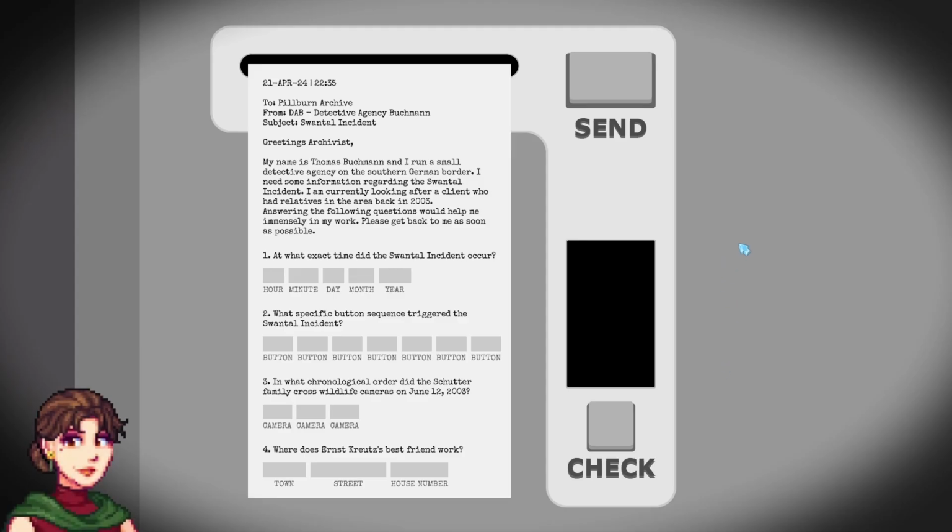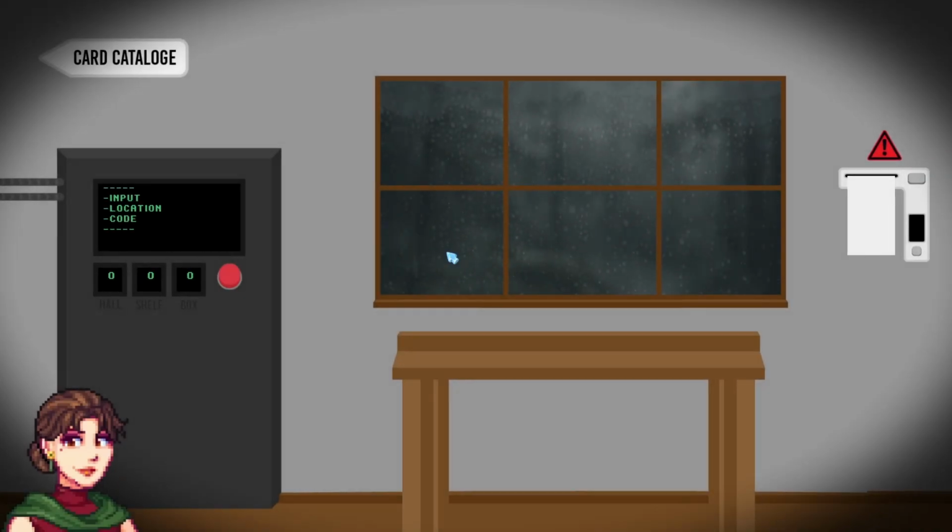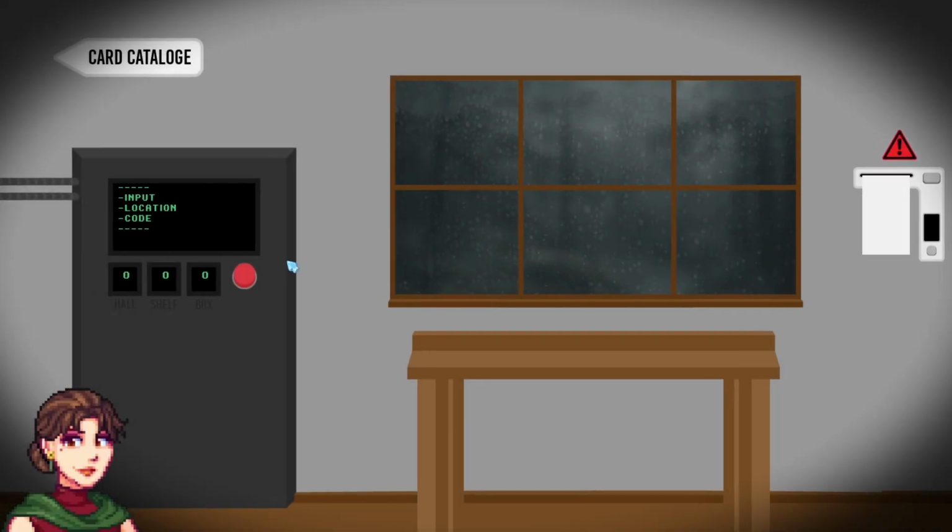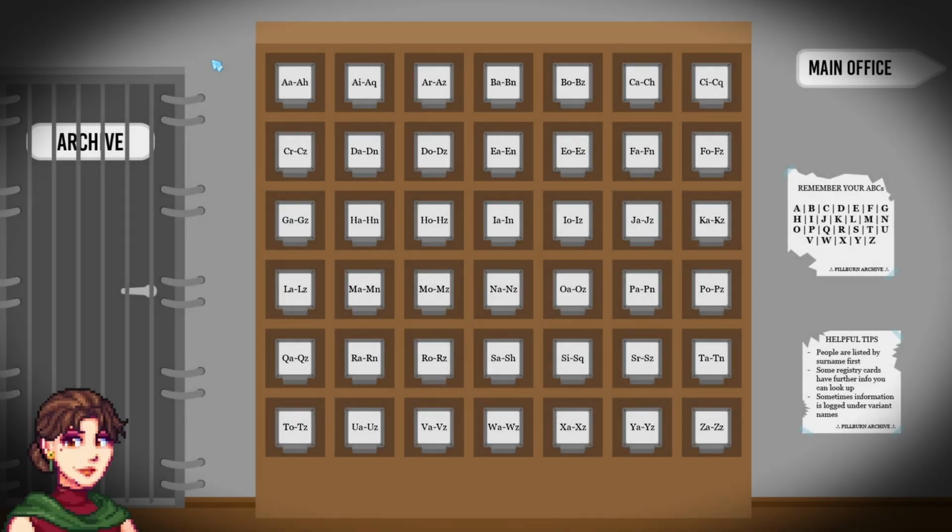So now, how do I get out? Oh, okay. I just had to click off the thing. Okay. Good. Okay. Card catalog.